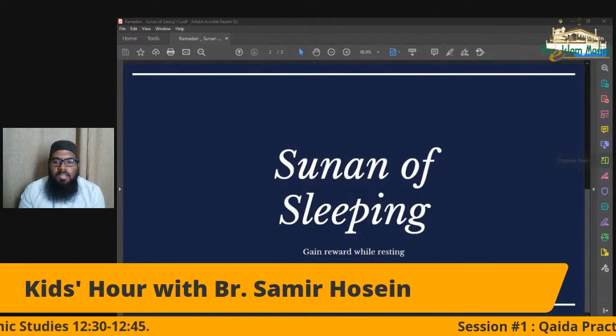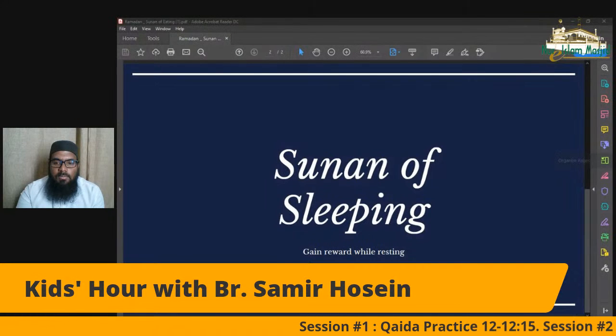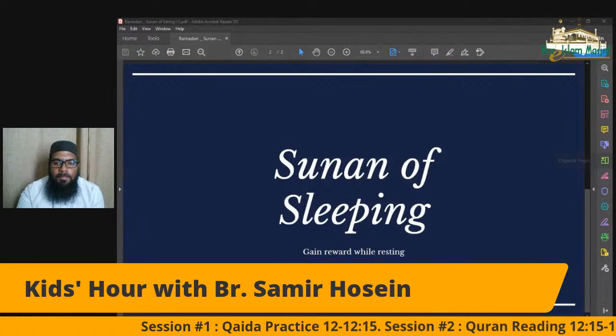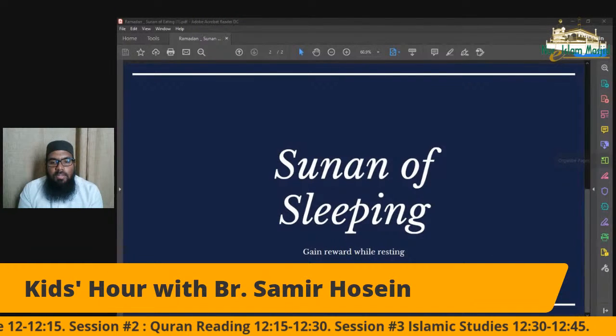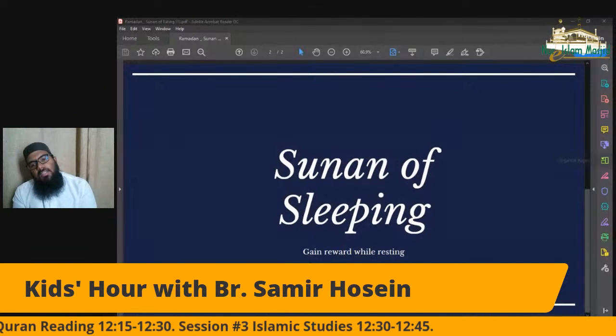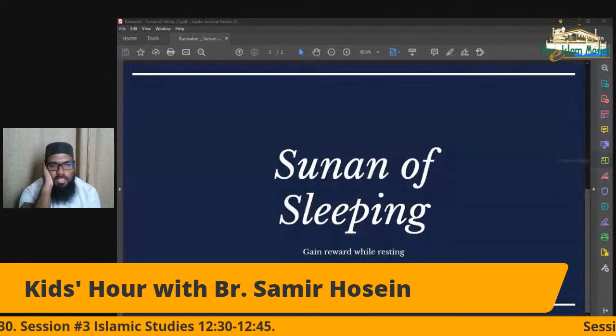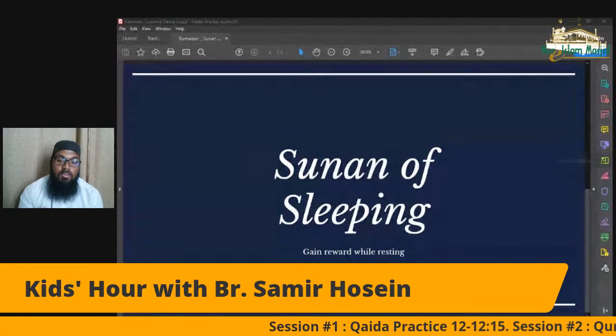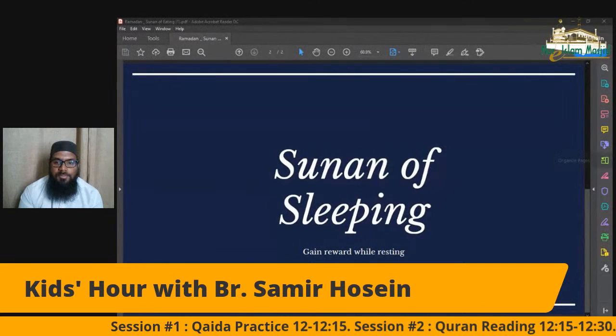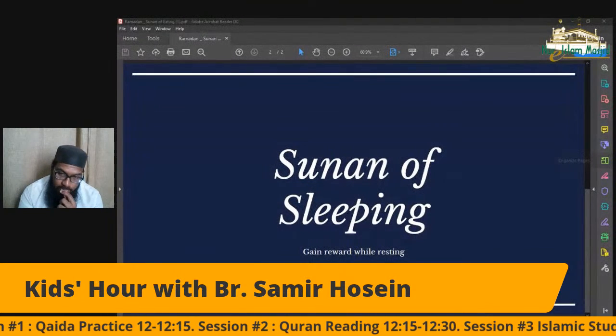And the last thing that we should talk about with regards to our sleeping is that we should sleep on our right side. This is a sunnah way of sleeping. We should sleep on our right side, with our right palm under our cheek. And when we sleep like that, we should also avoid sleeping on our stomachs. So there's a position that we should sleep in.